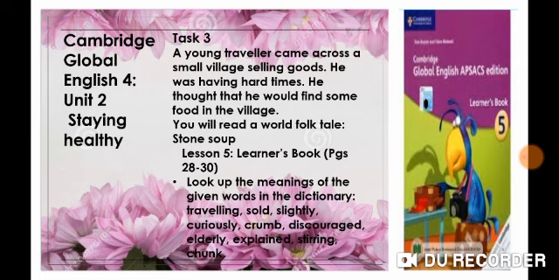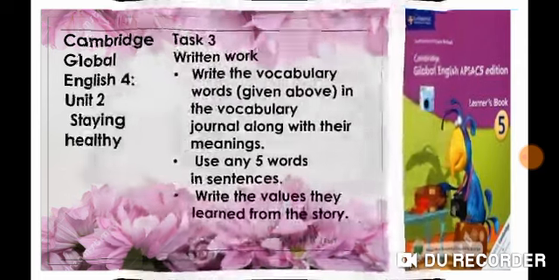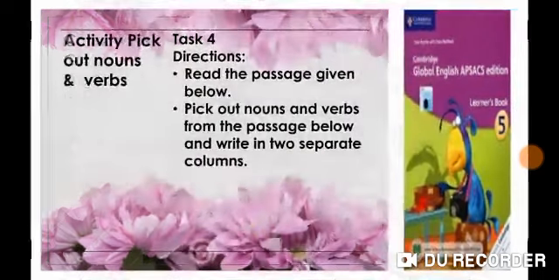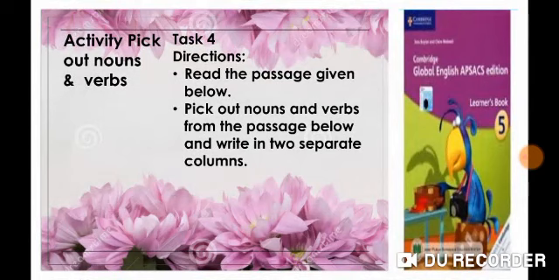You have to write the meanings of these words in the vocabulary journal, and you will use any five of these words in sentences of your own. And after reading the story, you will have to write the values that you have learned from this story. Next there is a passage that I'm going to share with you, and from this passage you have to pick out nouns and verbs.